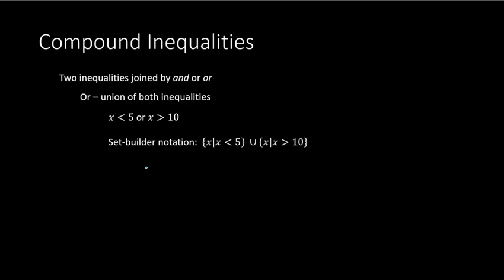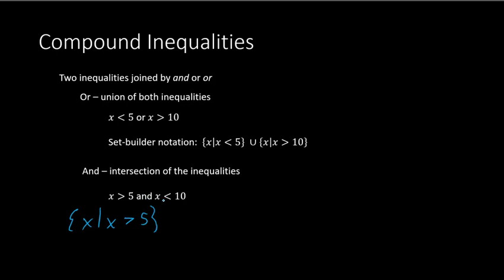And then the other kind is with an and connecting the two statements. So and would be an intersection of the inequalities. So it's where both inequalities are true. So for example, here we have x is greater than 5 and x is less than 10. So this one, if you want to write this in set builder notation, we can write it in the following manner. So we can have braces and then x such that x is greater than 5.